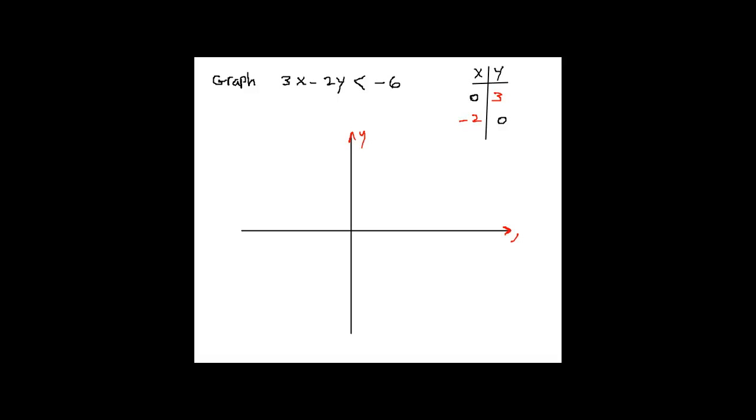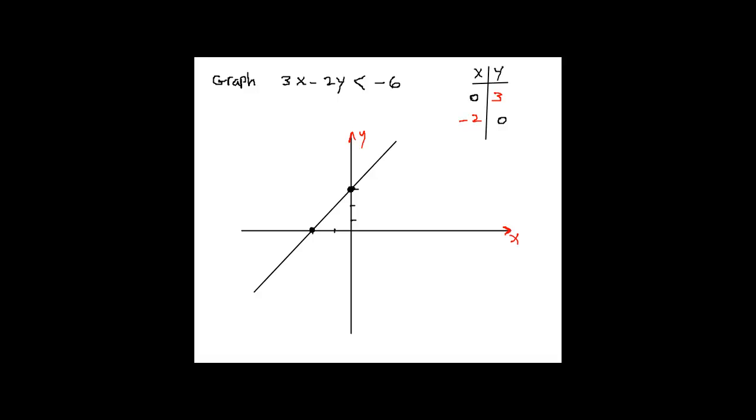So let's locate the 2 points. If x is equal to 0, y is equal to 3. So your graph passes through this point here. If x is equal to minus 2, y is equal to 0. So your graph passes through this point here, and the line is going to pass through these 2 points.